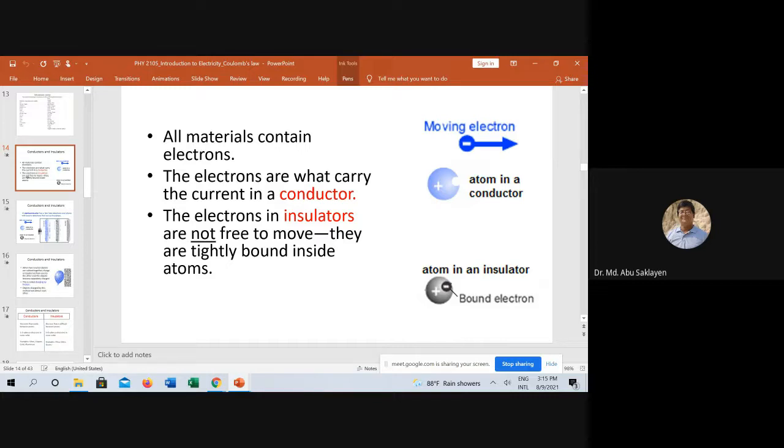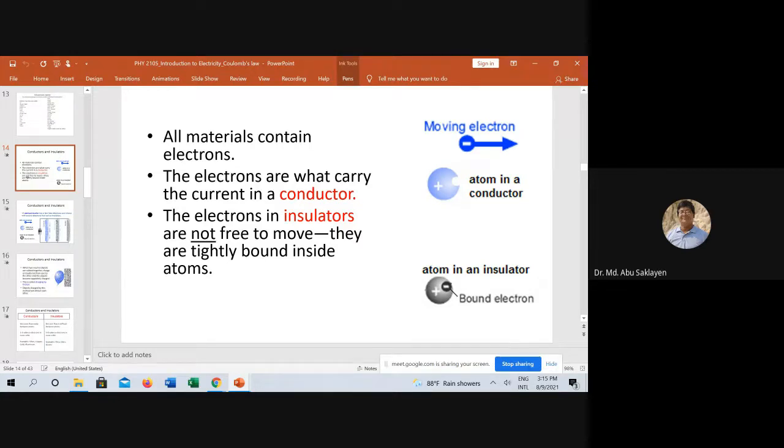In a conductor, electrons are free to move from one place to another place of the material, but in an insulator, they are not free to move. They are tightly bound inside the atom. Inside the atom means very close to the nucleus. That is why this is known as insulator.